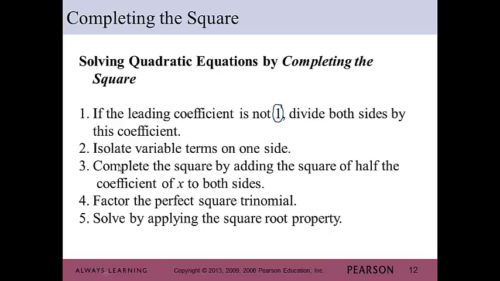Step 3, complete the square. Remember, we complete the square by taking b divided by 2 whole thing squared. You're going to add this term on both sides of the equation. And then step 4, you're going to factor the perfect square trinomial. Remember, it will factor it as x plus b divided by 2 whole thing squared. So whatever the term is that you add on both sides of the equation in step 3, you will use it in step 4. And then step 5 says solve by applying the square root property. Remember, take the square root on both sides and solve the resulting equation.